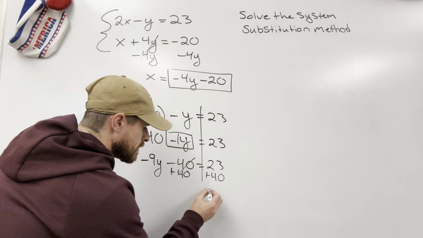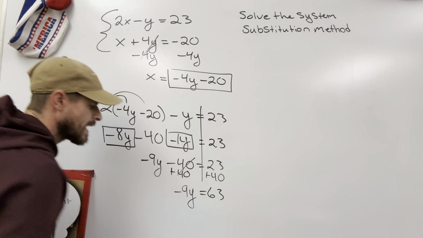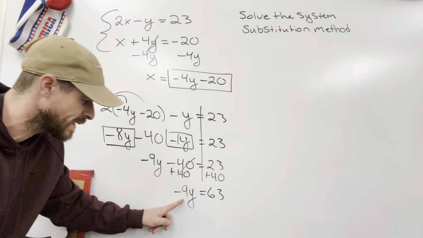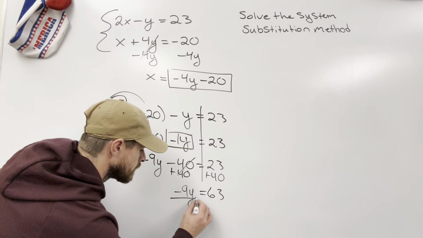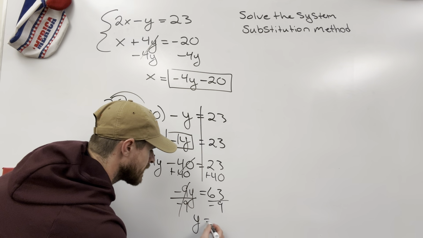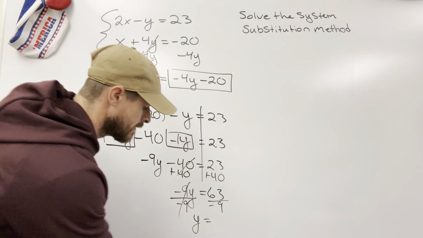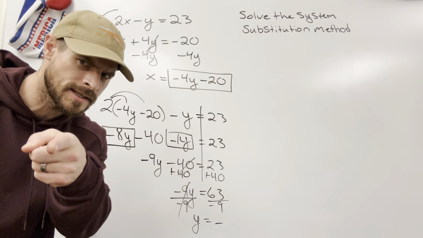23 plus 40 is 63. And I got a -9y. And I get excited because I know 63 divides by -9, nice and neat. We're going to divide by -9. I'm not going to get any decimals or anything here because 63 divided by -9 is negative. Make sure you pay attention to that.